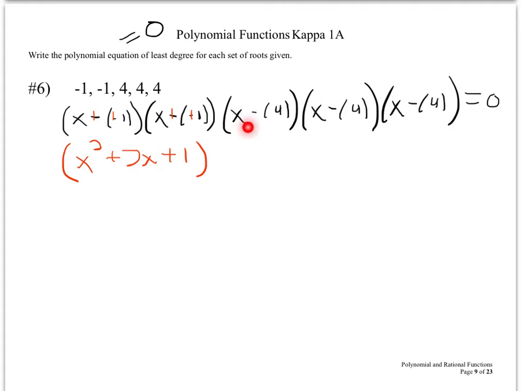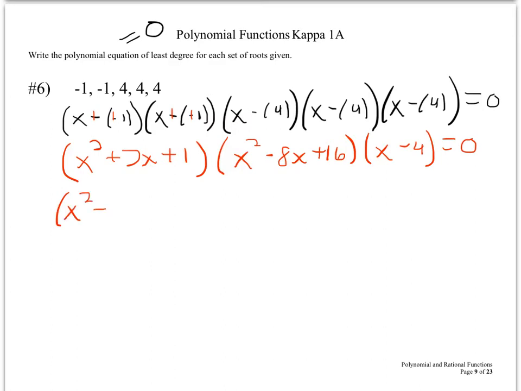If I were to multiply x minus 4 times x minus 4, I would get the perfect square trinomial x squared minus 8x plus 16. And I still haven't multiplied this by this last x minus 4, so I bring that down. Continuing here, I'm going to bring down the x squared plus 2x plus 1, and I'm going to multiply these two together.